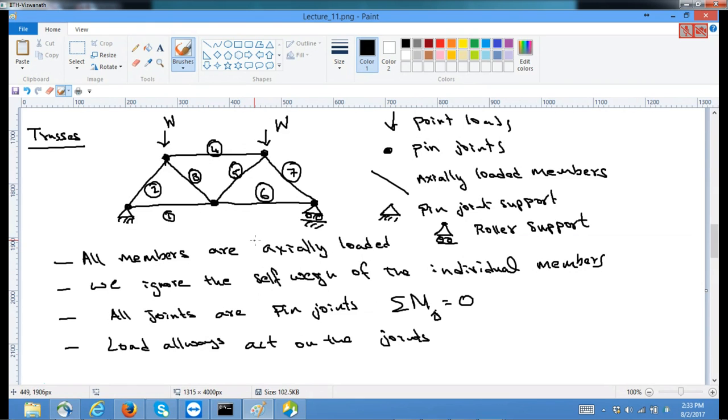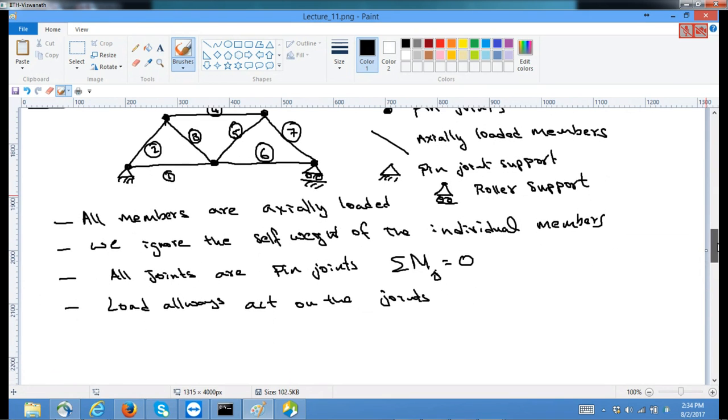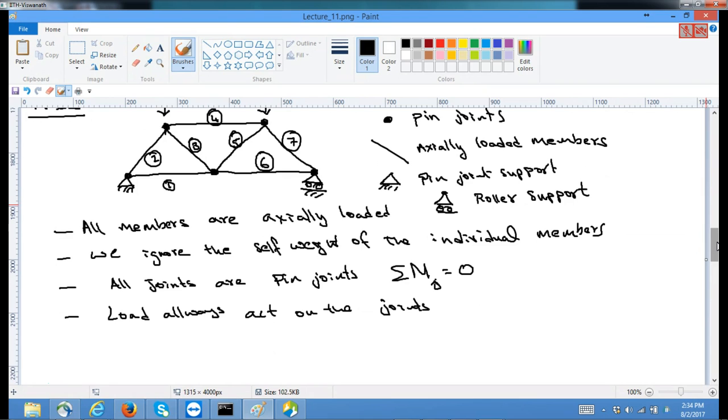So this is an example of a truss. All truss members are axially loaded. We are ignoring self weight because if the self weight is there, bending has to be considered. We ignore the bending, so that's the reason self weight is ignored. And all the joints rotate freely, that means the moment about any joint is equal to 0, and the load always acts on the joints. This is what we assume for any given truss structure. The shape of the truss can be different. The one which I have shown is only one example. There are several different types of trusses.